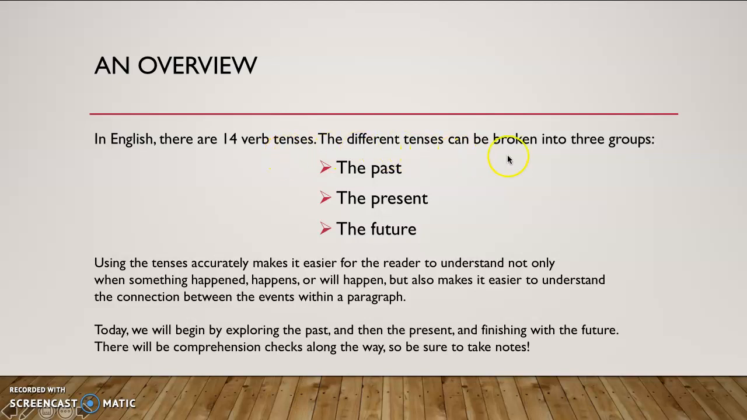The different tenses can be broken into three groups. The past, which includes 4 tenses, the present, which includes about 5 tenses, and the future, which also includes about 5 tenses. Using the tenses accurately makes it easier for the reader to understand not only when something happened, happens, or will happen, but also makes it easier to understand the connection between the events within a paragraph, within a story, within an essay.